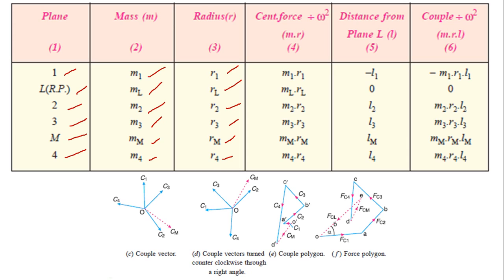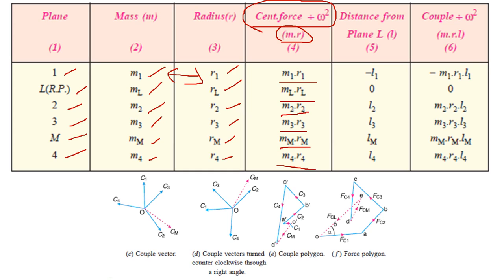Then centrifugal force divided by omega square, because we always neglect omega, because omega is common for all the things. So we don't consider the omega part, only we go with M into R. So centrifugal force divided by omega square is M into R, the product of the second and third columns. That will be M1 R1, ML RL, M2 R2, M3 R3, MM RM, then M4 R4.